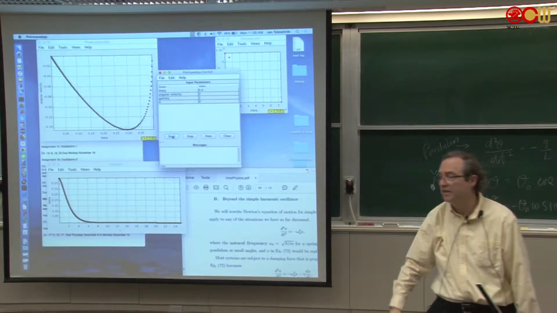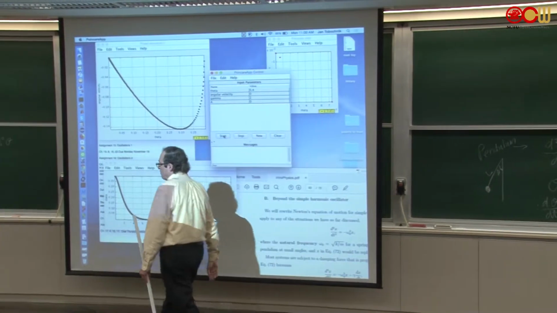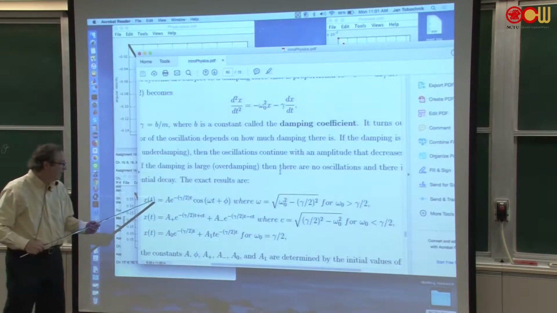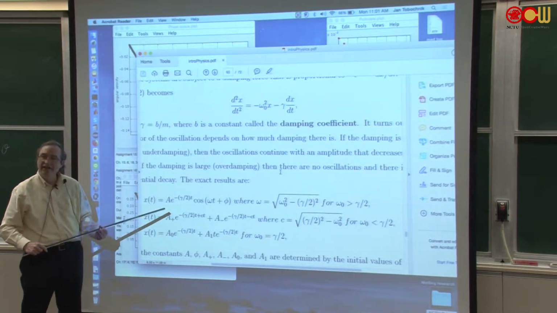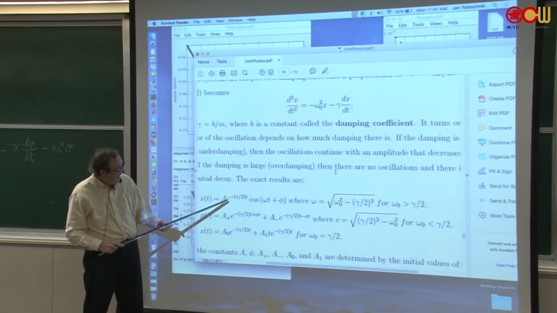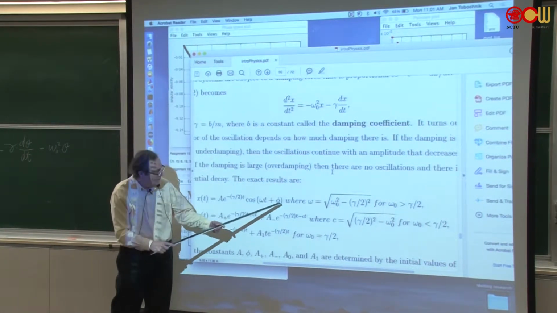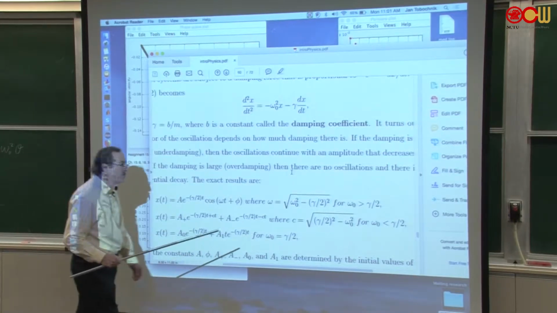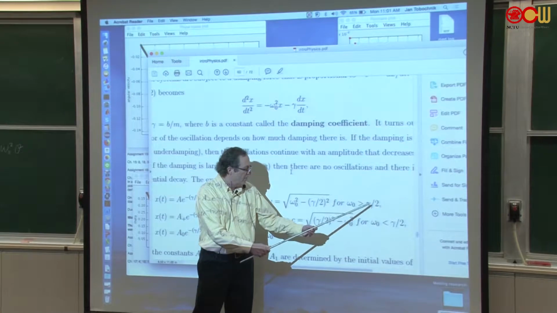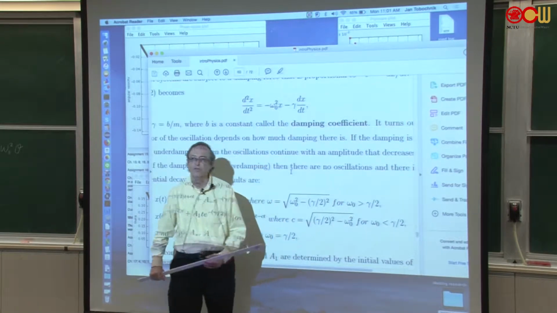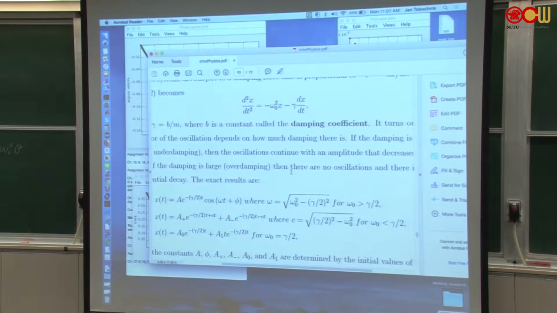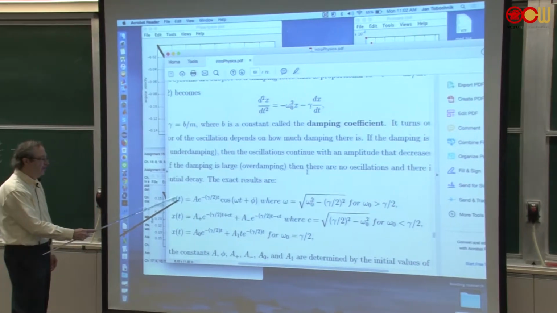It decays exponentially. Mathematically, this is described in the following way. So the first case with oscillations, the solution turns out to be an exponential damping times a cosine function. That occurs when the frequency is bigger than this omega over 2. When omega 0 is bigger than the gamma over 2, the damping, by enough, you get oscillations. This is called under-damping.